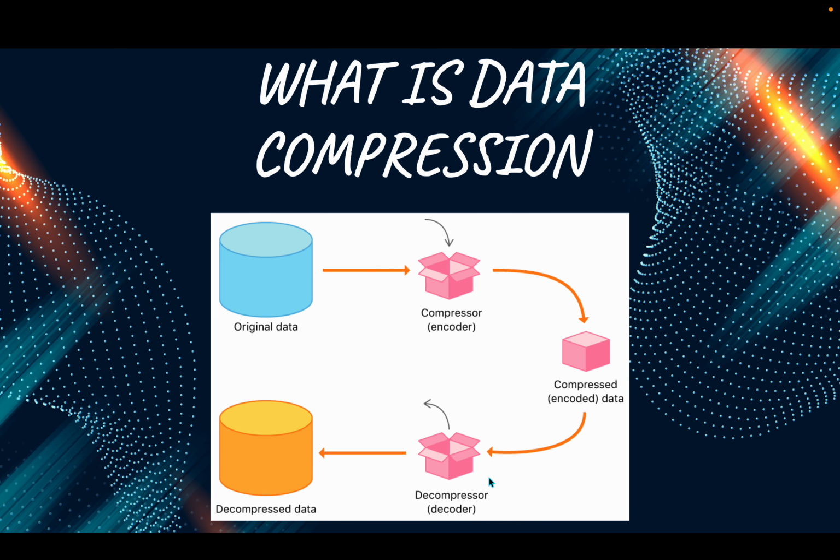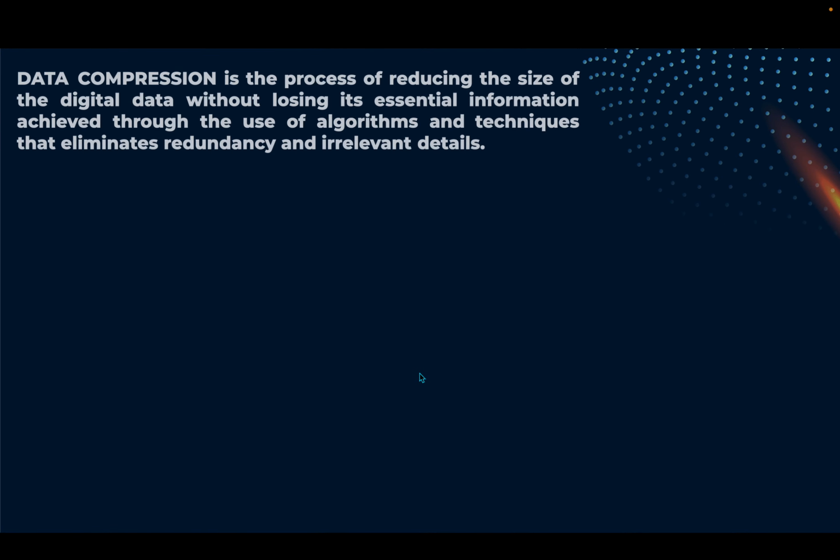What is data compression? We'll talk about this image later on. Data compression is the process of reducing the size of the digital data without losing its essential information, achieved through the use of algorithms and techniques that eliminate redundancy and irrelevant details.